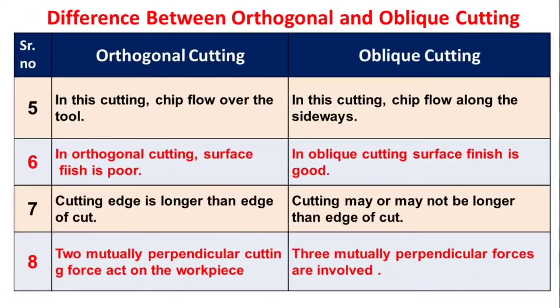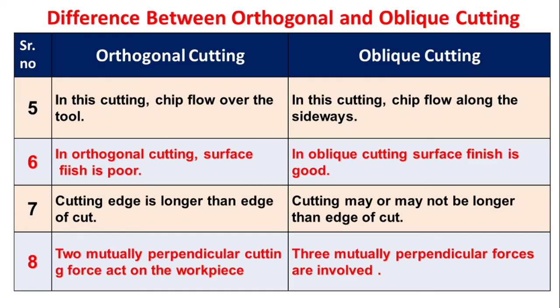Fifth point in orthogonal cutting, in this cutting, chip flows over the tool. Sixth point in orthogonal cutting is that in orthogonal cutting, surface finish is poor. Fifth point in oblique cutting, in this cutting, chip flows along the sideways. While sixth point in oblique cutting, surface finish is very good.